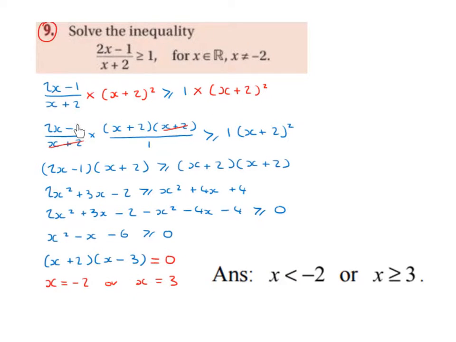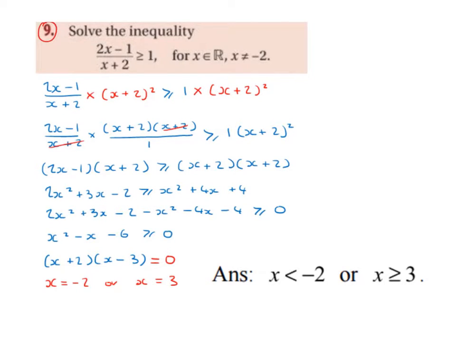So you end up with (2x − 1) multiplied by (x + 2) all over 1, which is just going to be (2x − 1) multiplied by (x + 2). And this is all greater or equal to (x + 2) multiplied by (x + 2), because (x + 2) squared will just give us the same thing. Multiplying out (2x − 1)(x + 2) gives us 2x² + 3x − 2. And this is all greater or equal to x² + 4x + 4.